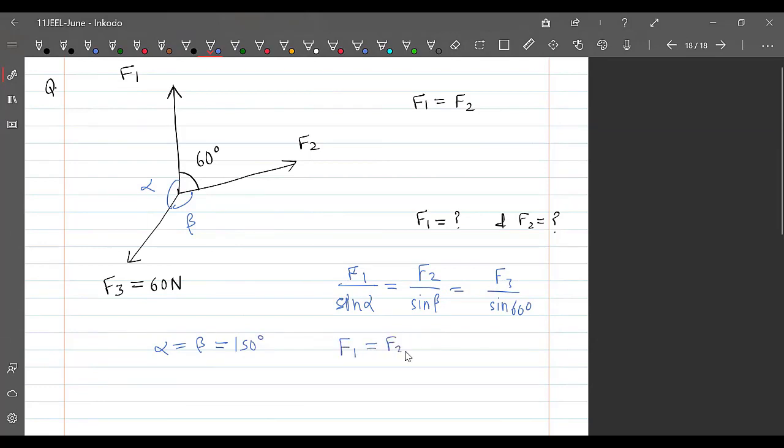F1 is equal to F2, that is 60. Okay. F3 is 60 by sine 60, that is root 3 by 2, into sine 150, that will be half. So this should come out to be as 20 root 3 Newton.